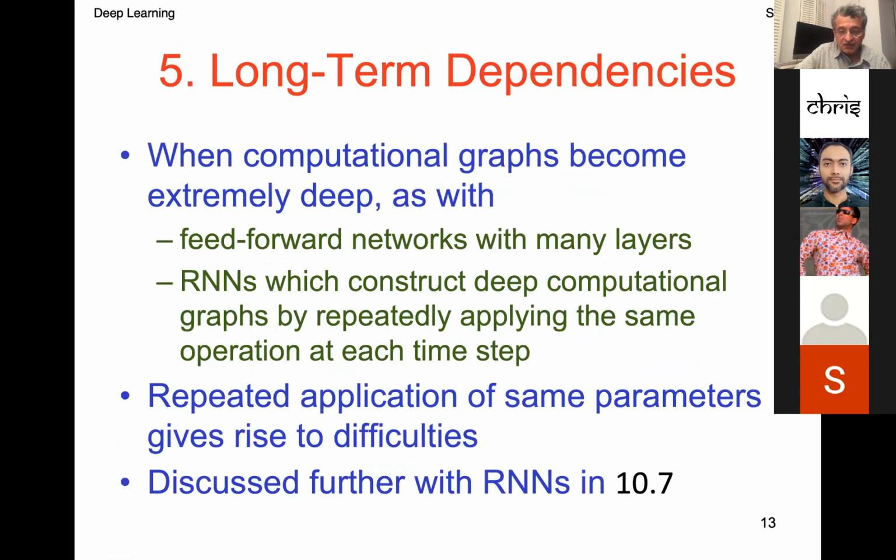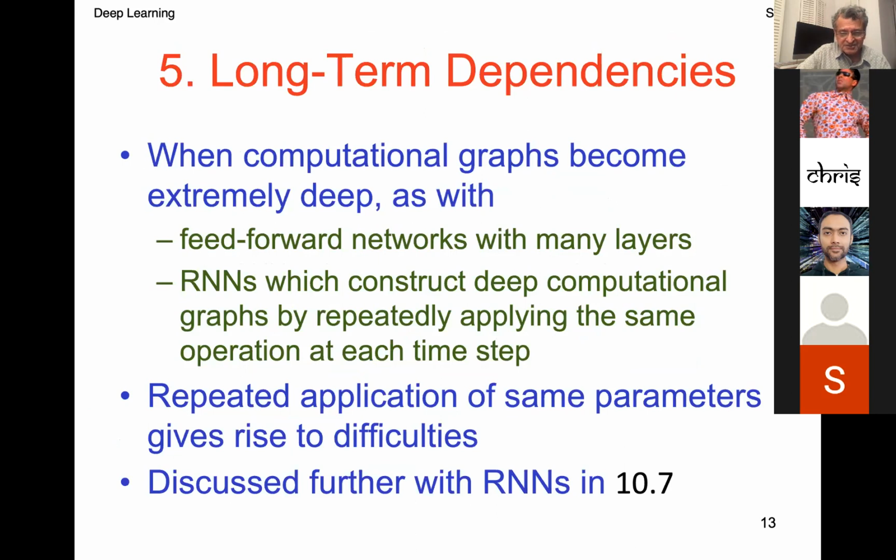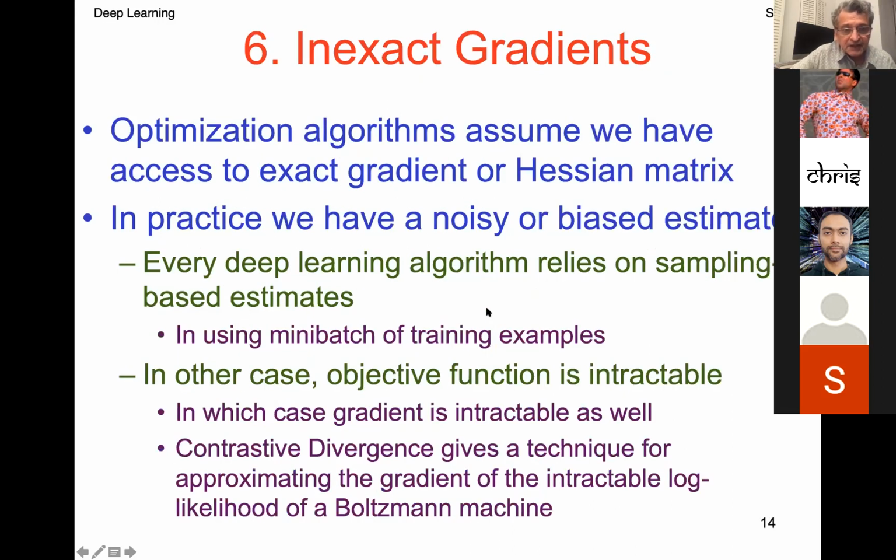There is something called long-term dependencies. When computational graphs are extremely deep, you can have problems. I think some of these are taken care of by things like ResNet and so on. I'm not sure about that.